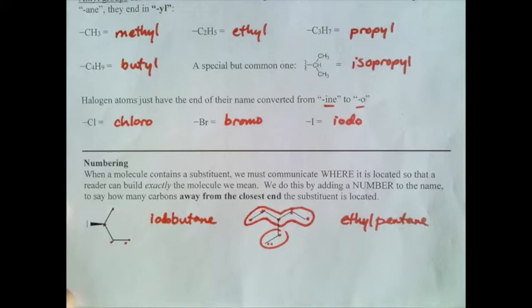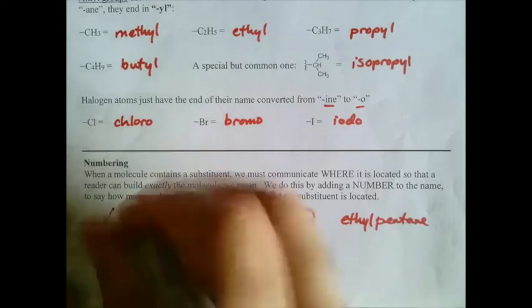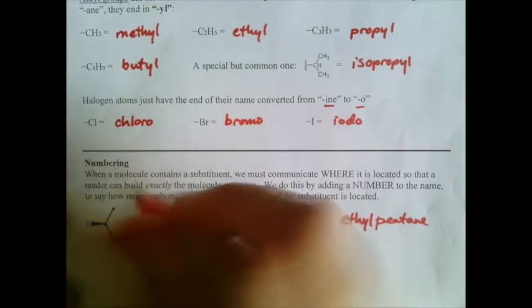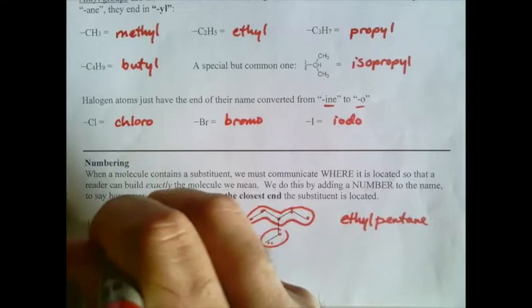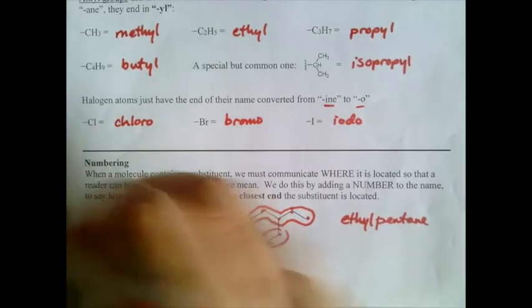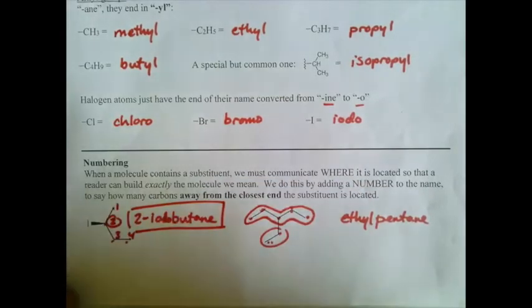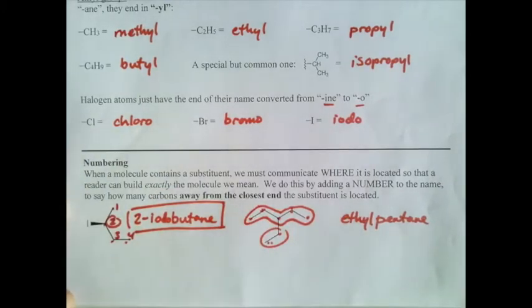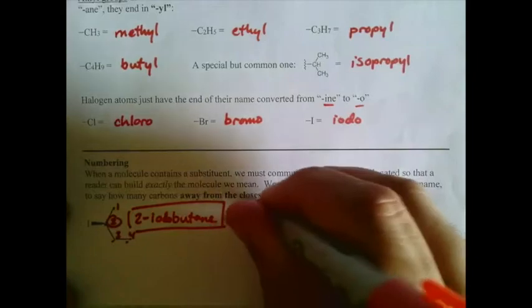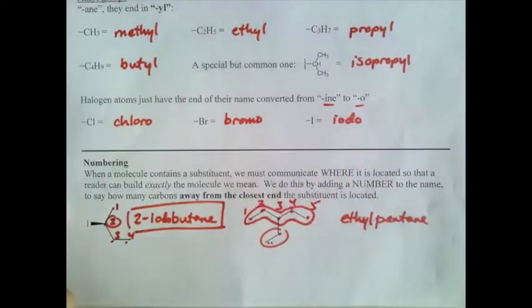Now here's where the numbering comes in. In the event that the substituent is closer to one side of the chain than the other, I'm going to start at the side closest to it and number the carbons. So for the iodine, it's closer to the top, so I'll number from the top. 1, 2, 3, 4. That would make this 2-iodobutane. This one over here, it honestly doesn't matter which side we start from, so don't have paralysis by analysis. Just recognize, doesn't matter what you do, you're going to get the same number in the end. 1, 2, 3, 4, 5. So it's going to be 3-ethylpentane.